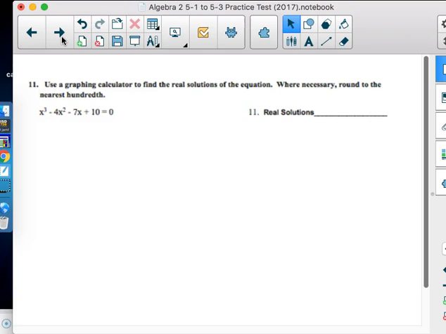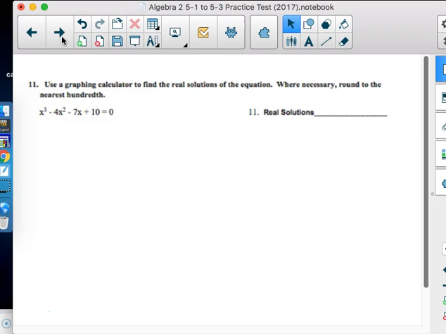Using a graphing calculator to find the real solutions of the equation, where necessary, round to the nearest hundredth. That's why on the one that didn't tell us what to round to, I said let's round to hundredths, because then it'll be consistent. So can we slap this one in the calculator? Is it ready to go? Yep, it has a 0 on one side. So if it doesn't have a 0, you've got to get a 0. x to the third minus 4x squared minus 7x plus 10.